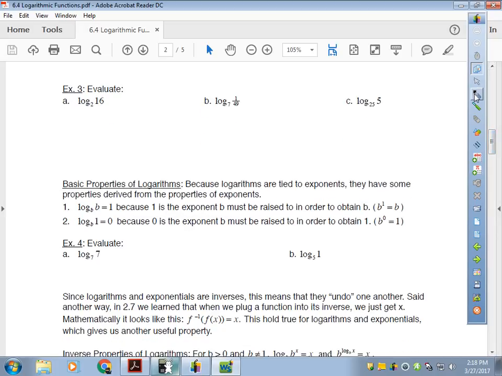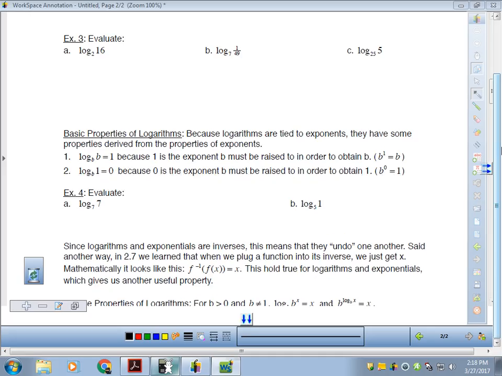So our next thing asks us to evaluate some logarithms. Now, we're not going to use a calculator yet. I'll show you in just a minute how to use a calculator. But for right now, we're going to see if we can evaluate these without a calculator. So I have log base 2 of 16. Now, I don't know what that equals, so let's say that equals x. I don't know what it is yet, so we'll just call it x.